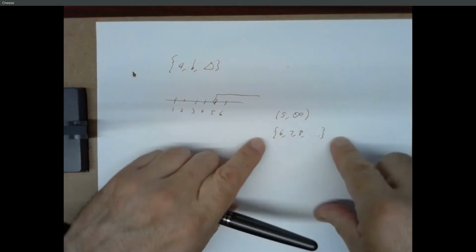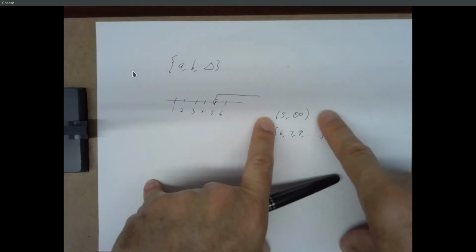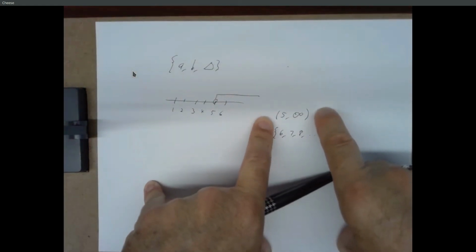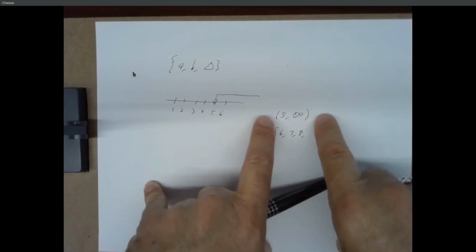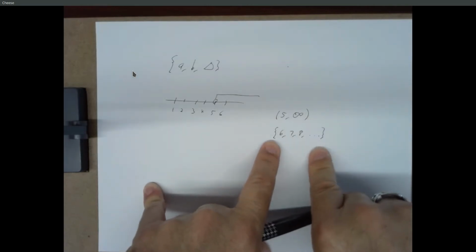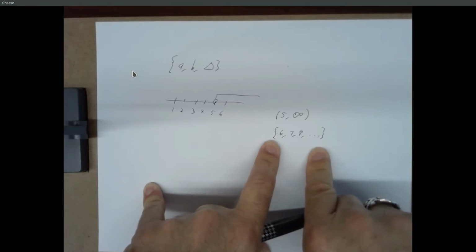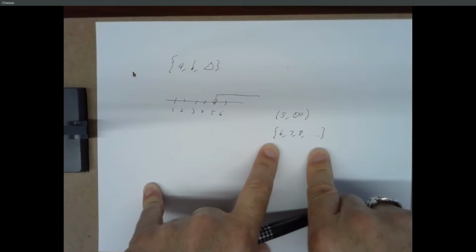These are very different sets. This set contains an infinite number of real numbers, 5.1, 5.2, 107, 13,000. Those are all contained in this set. This set also contains an infinite number of elements, but there are 6, 7, 8, 9, 10, and so on, right? Different sets because the universe makes a difference.